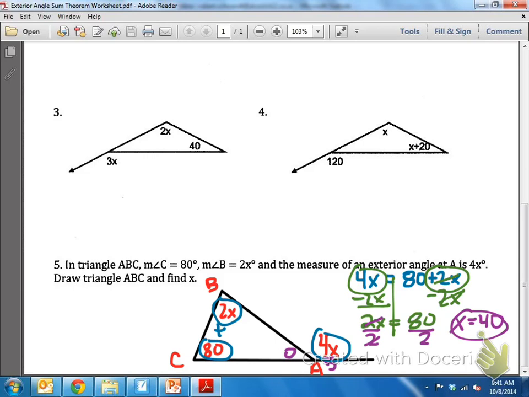So x equals 40 in this case, and we use the exterior angle sum theorem because we know that the exterior angle of a triangle equals the sum of the two non-adjacent angles, and that's how we get x equals 40.